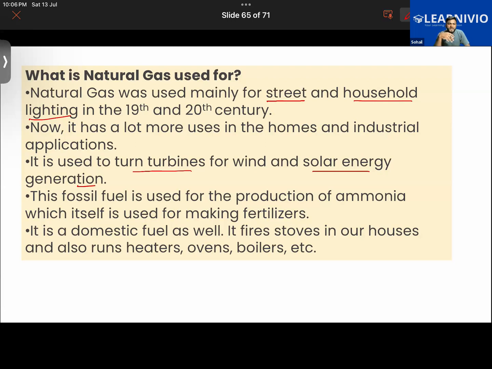Furthermore, natural gas is used for the production of ammonia, which is used for making fertilizers. Also, it serves very well as a domestic fuel. It is used in stoves to cook food, to boil water, and it runs heaters, ovens, and boilers. So that is the use of natural gas.